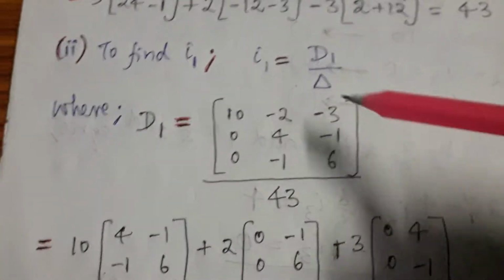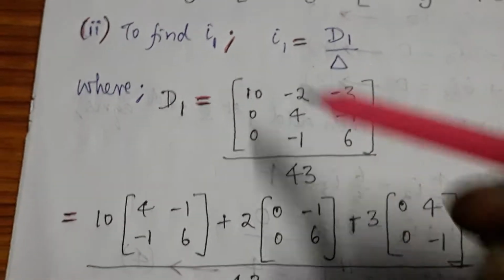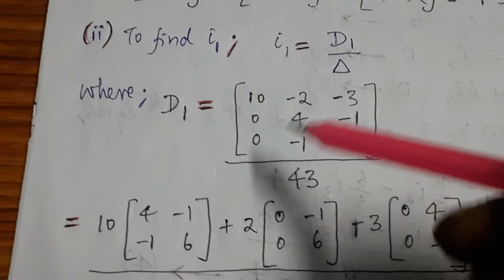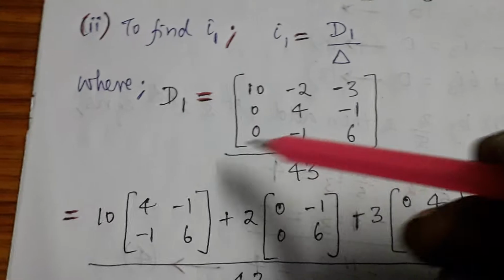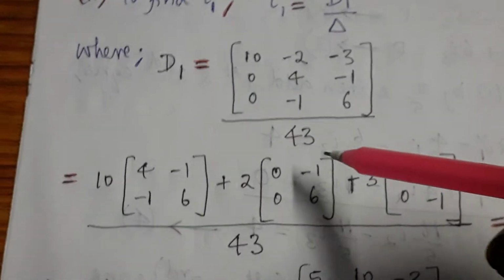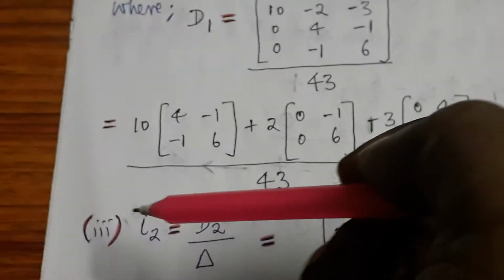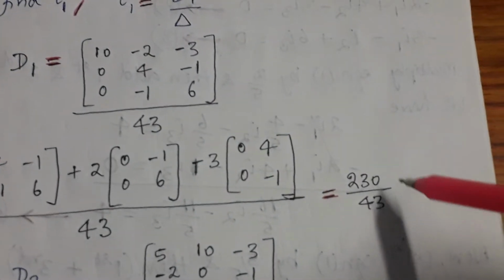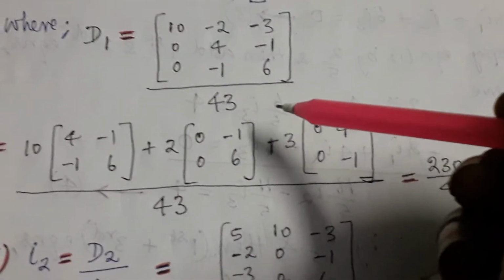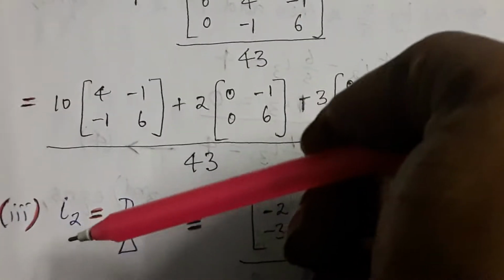Now how to find the determinant? As usual, 10 into this into this minus this into this, minus of minus, which will be plus 2. It will be 0, minus 3 into this also will be 0. Divided by the determinant and get the answer as 230 by 43. Simple multiplication.